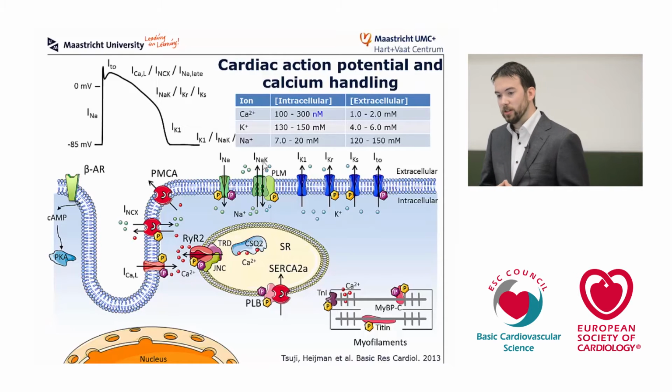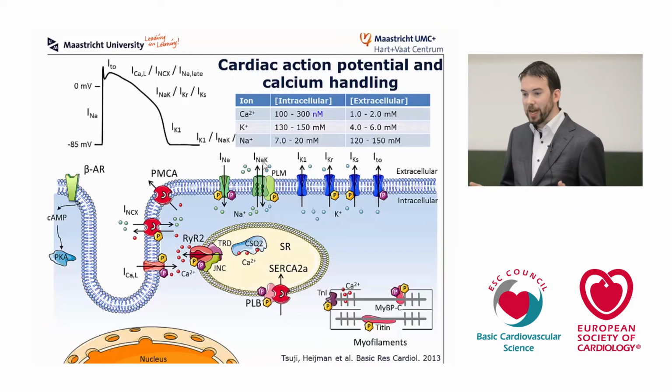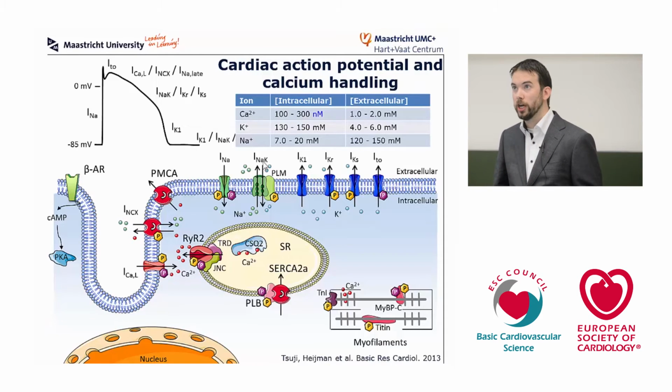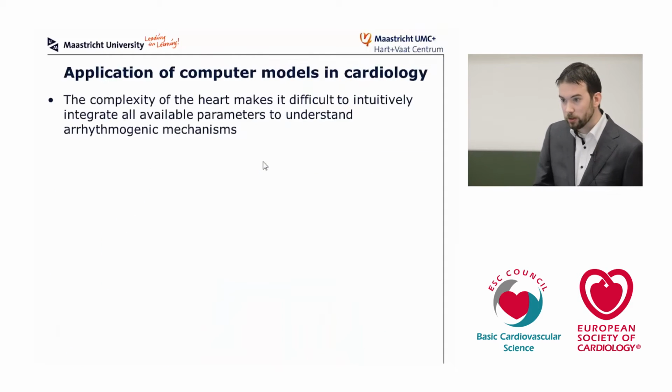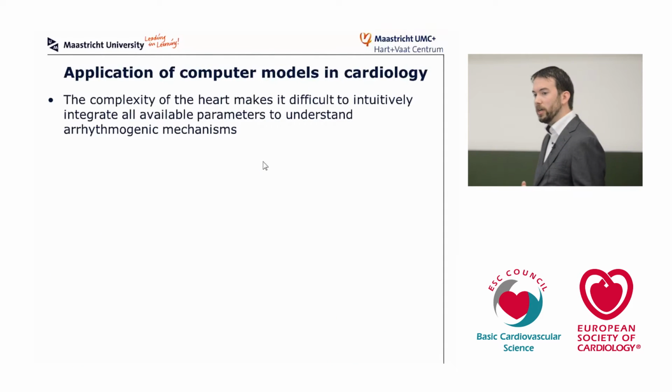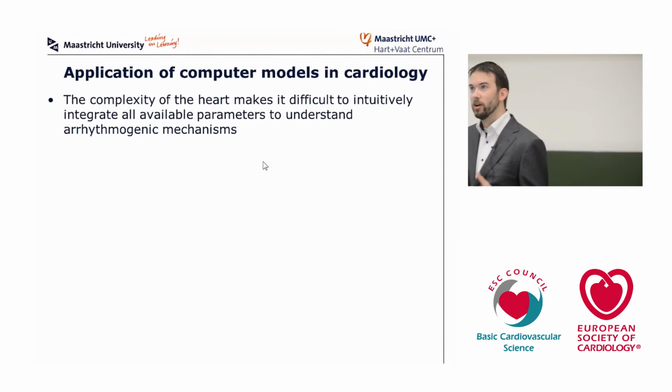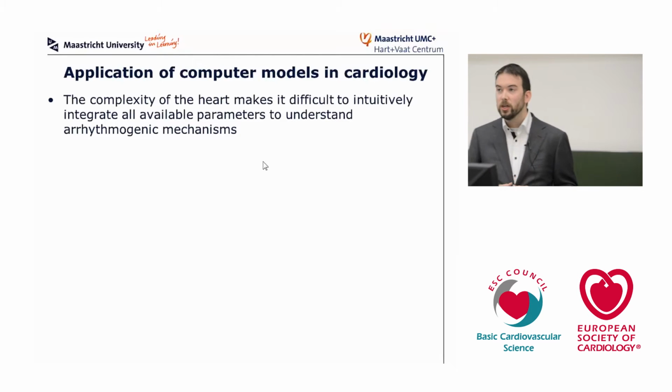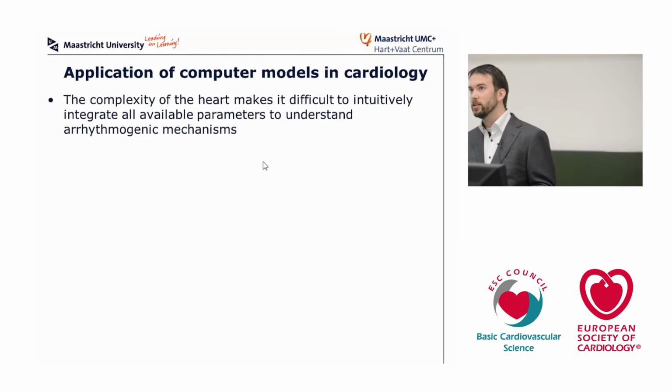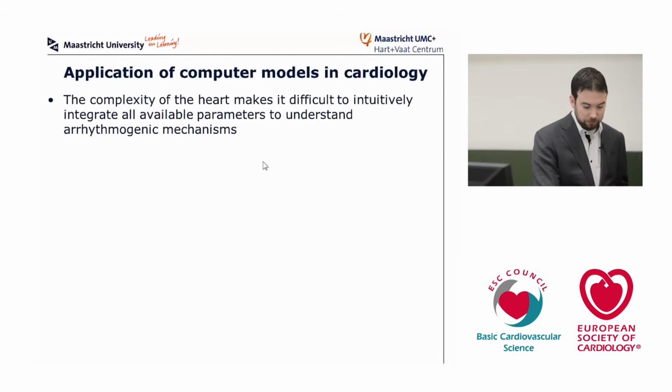Nonetheless, this has given it its stability. That's why it works very well. But this also makes it difficult for us to intuitively understand what happens now if some of these components are changed, for instance, under disease conditions. So the complexity of the heart makes it difficult to intuitively integrate all these individual components and really understand, for instance, what are the mechanisms that produce an arrhythmia.